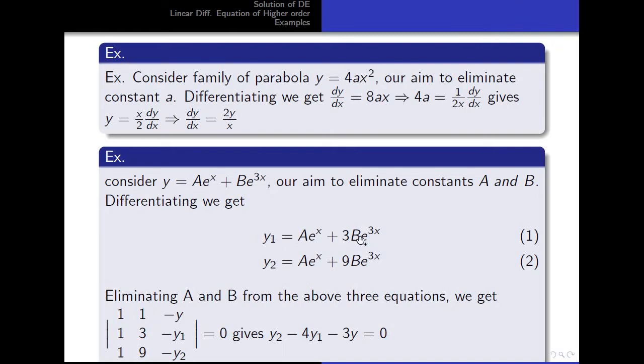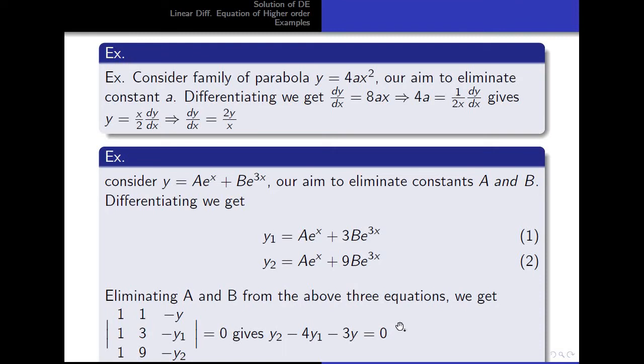Similar way here for this equation, we are getting 1. This is 3 and this is minus y1. For this is 1. Here is 9 and here minus y2. If we are solving this determinant, we will get here y2 minus 4y1 minus 3y equal to 0.